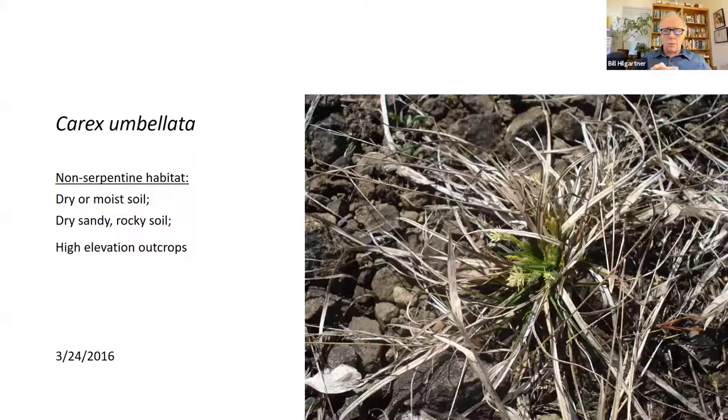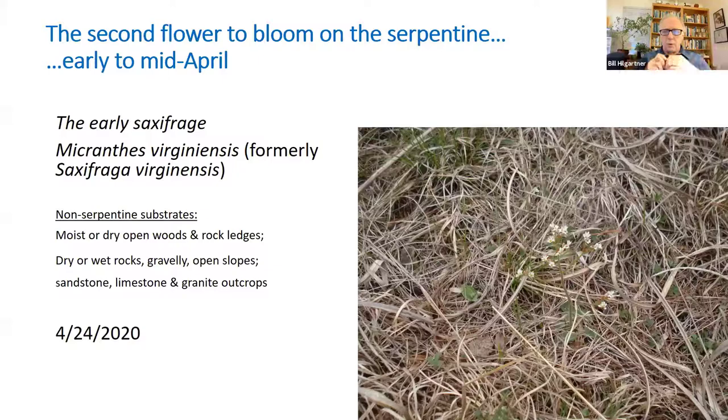Now, the thing I'm going to show you as we talk about this is whether these species are confined just to the serpentine. And the answer, you'll see, is no. For example, Carex umbellata occurs in dry or moist soil, dry, sandy, rocky soil, and high elevation outcrops in non-serpentine areas, as well as the serpentine. A second flower to bloom, and this is as predictable as their blooming times, frankly, is the early saxifrage, now called Micranthes virginiensis. I knew it originally as Saxifraga virginiensis. On non-serpentine substrates it occurs on moist or dry open woods, rocky ledges, dry or wet rocks, gravelly open slopes, and sandstone, limestone, and granite outcrops. So while it's a neat plant, and I've never seen it anywhere else in my wanderings, it is found on serpentine as well as other areas.